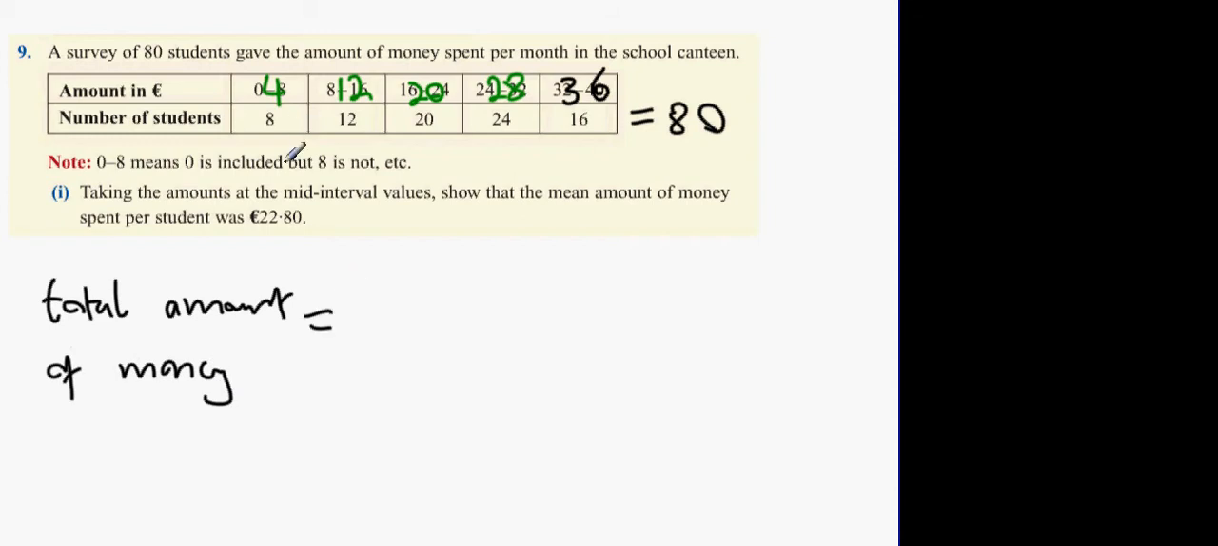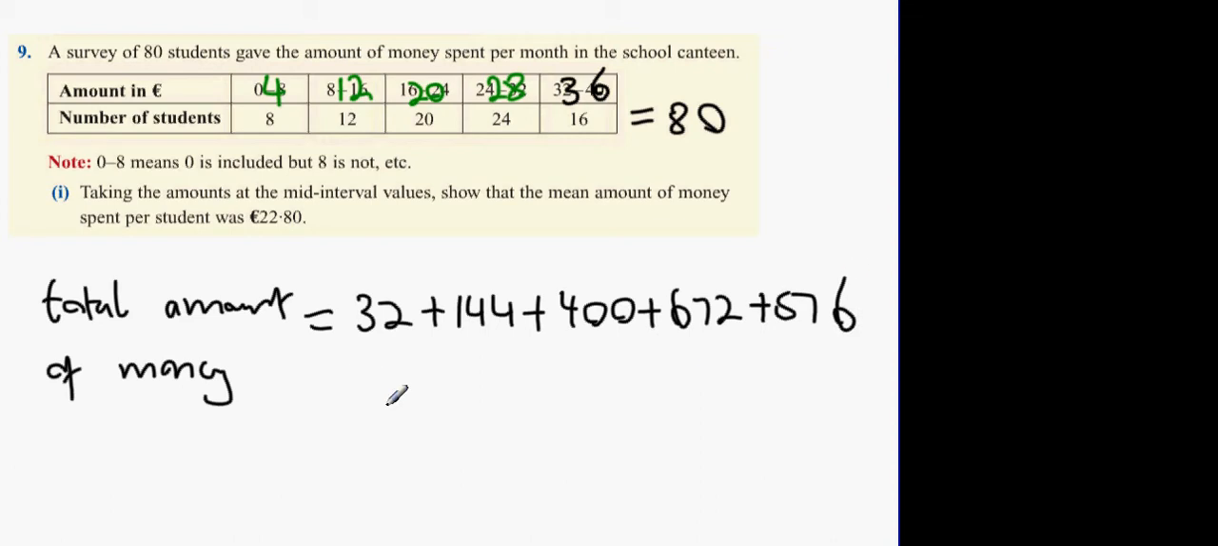So 4 by 8 is 32, 12 by 12, 144, 20 by 20, 400, 24 by 28, I am not too sure, 672, and 16 by 36, 576. Okay, that's the total amount, and when you add them all together, 1824, yeah? Okay, so that's how much money we have in total.